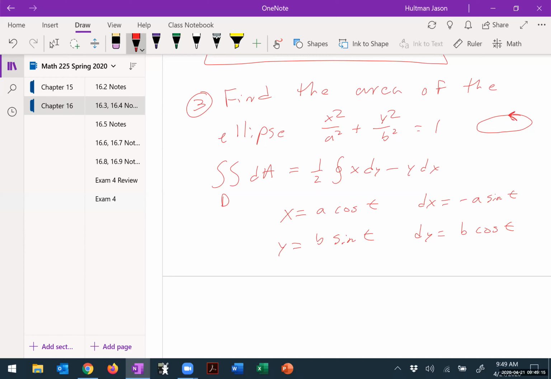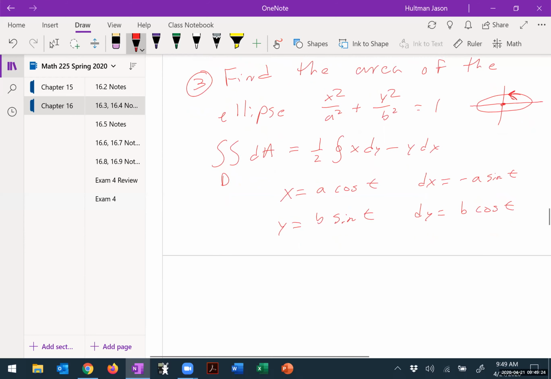Okay, nice. We could use theta if we really wanted to. I'm just using t for simplicity. Okay, so a and b are variables, but we don't integrate over a and b. We're only integrating with respect to t here.